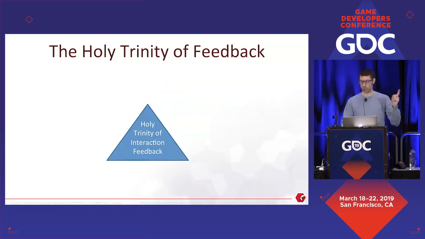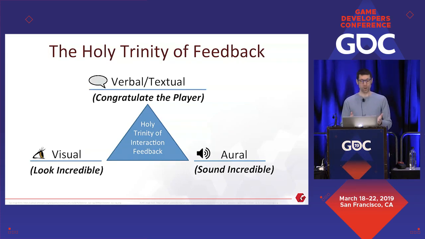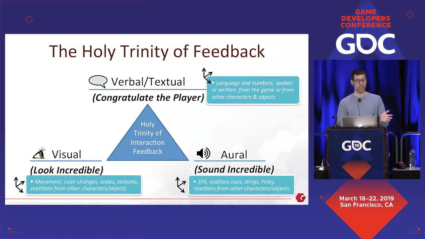You want your interactions to look incredible, sound incredible, and then for the interactions in which you want your player to feel the most rewarded, you actually want to congratulate them verbally or through text. And the more orthogonal vectors of this feedback you use within each category, the more satisfying an interaction can be, as long as you don't go overboard for whatever the style of game you're making is. Okay, so what does this mean, orthogonal vectors of feedback?